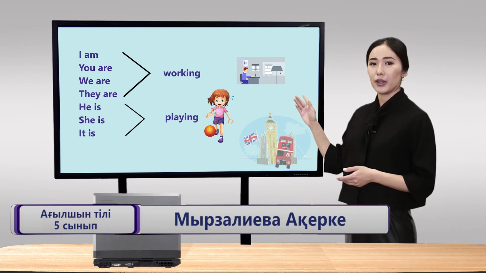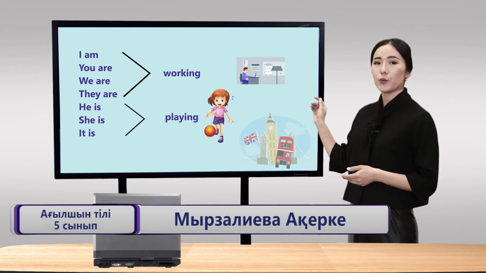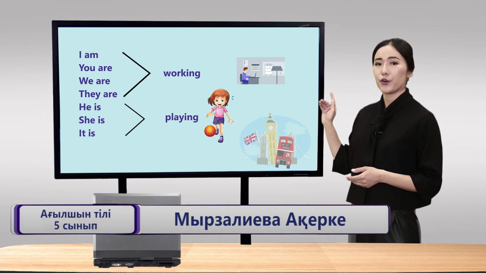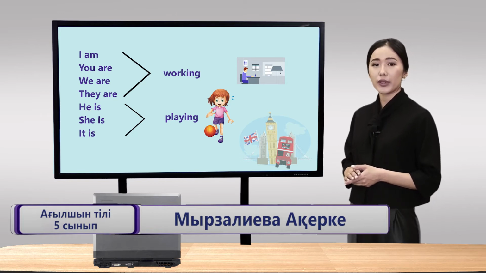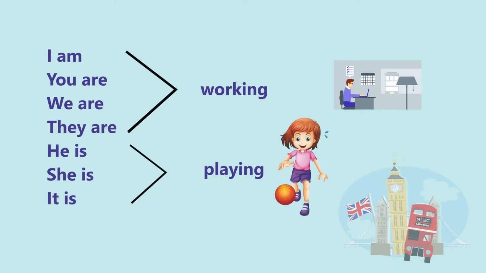Let's look at an example. I'm working. So we have the subject and the verb to be, and each form of the verb to be. I'm working, you are working, we are working, they are working, he, she, it is working. Okay? Like the computer or air conditioner or whatever. So that's the basic overview of this tense.